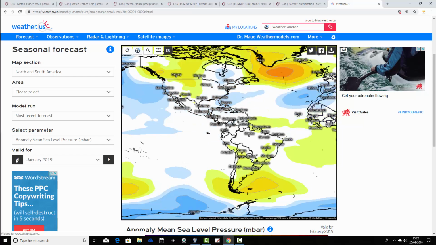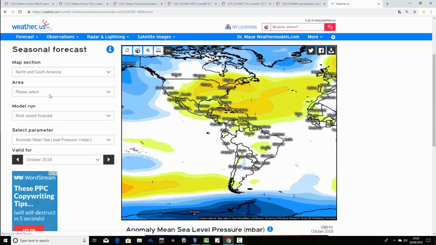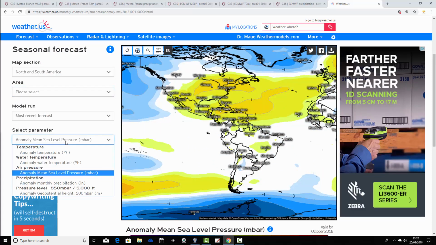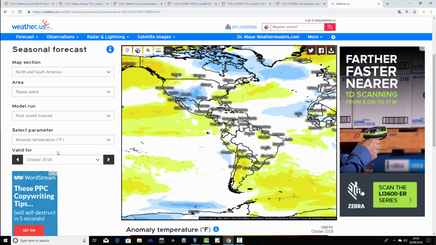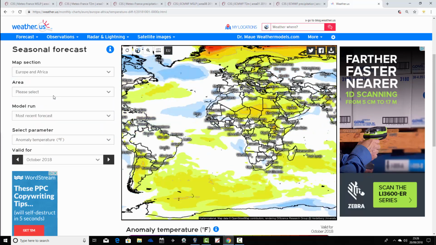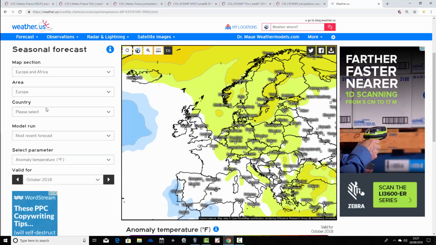I can go back to October. And I'll very quickly show you the temperature anomalies for the next 6 months. So just go to Europe and Africa, and then we'll go to Europe as well. There we go. So that's how the temperature anomaly is looking in October.